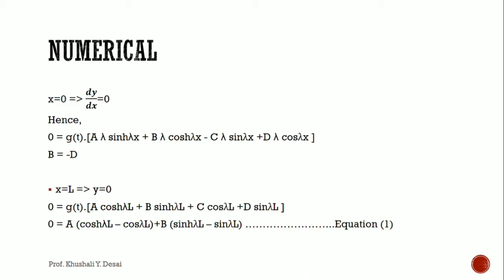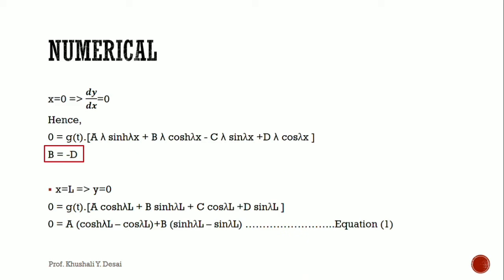G of t remains as it is. The h of x we will differentiate once. That becomes the equation. And substituting the value of x equal to 0, this term itself becoming 0, we'll get b equals to minus d.